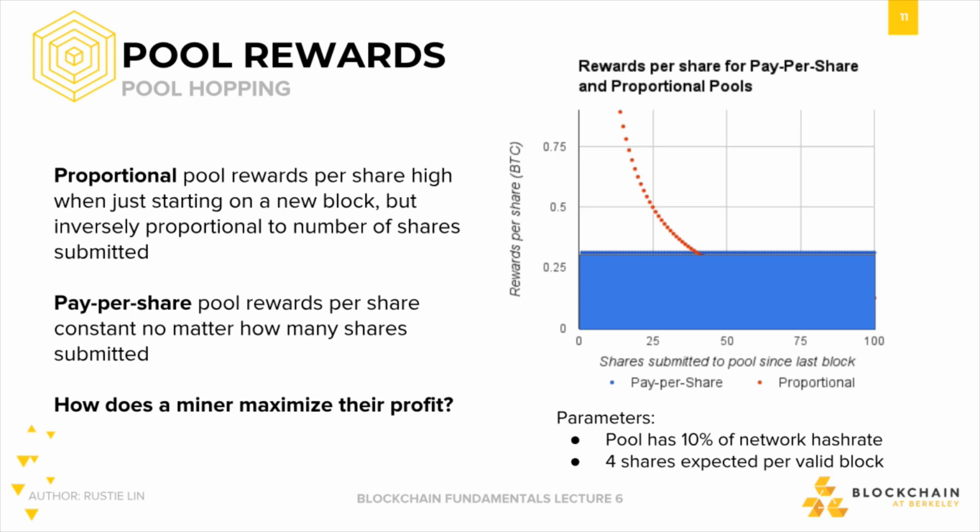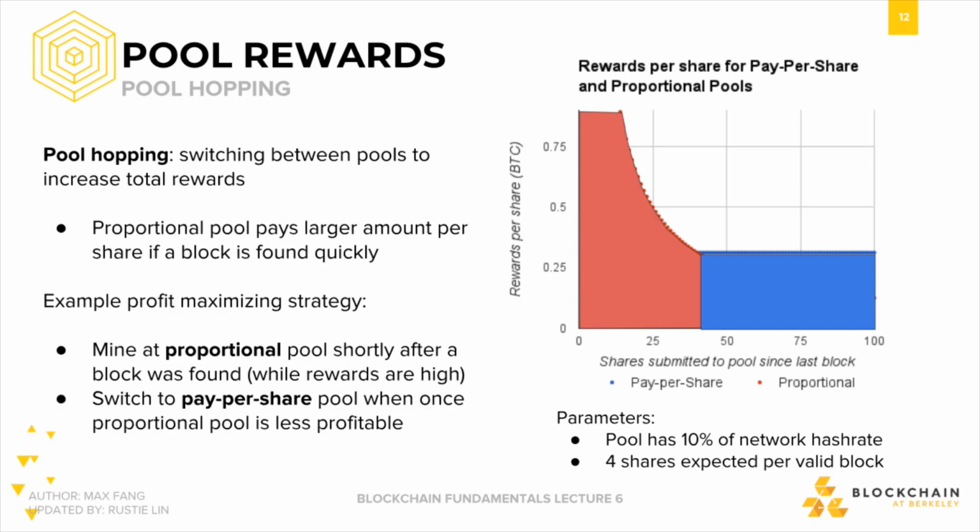And so what if we were to utilize these two particular facts and make a strategy out of it? Let's say we join a proportional pool at first with hopes of making really big gains at the beginning. If we get lucky and this mining pool ends up finding a valid block, you get a huge payout. But over time, as it becomes less and less profitable, you might consider switching to a pay per share pool where your payouts are constant and you know they won't diminish over time. And that's the exact idea of what pool hopping is.